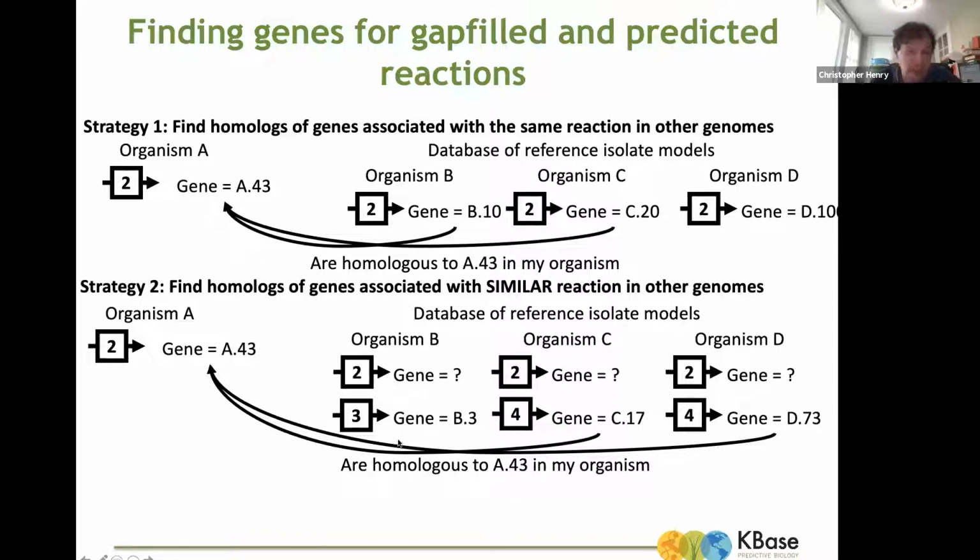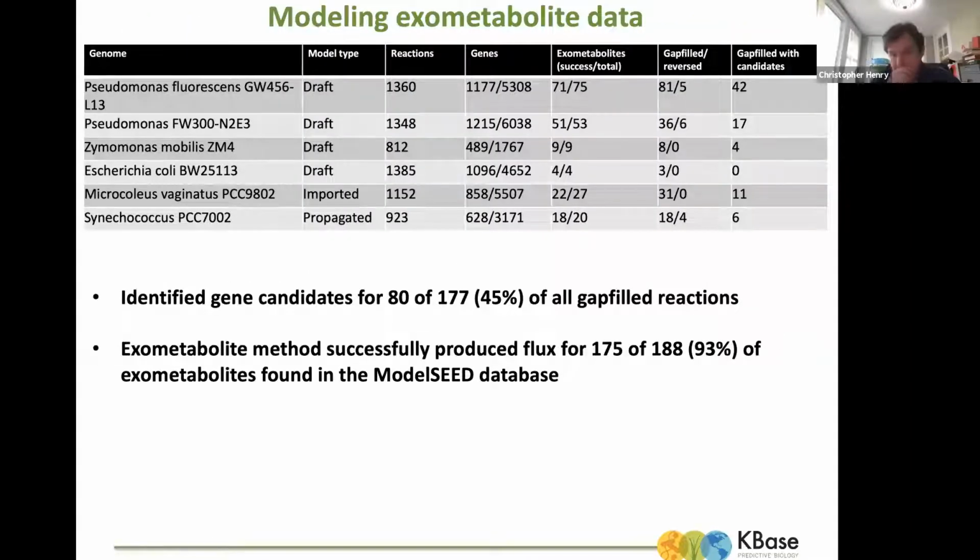It's a more tenuous propagation, something you would absolutely have to test experimentally, something where you'd probably get a lot more candidates than if you just did a BLAST directly, but something that's possible to do with the tools in KBase. So we did this with the exometabolite data for these 6 strains.